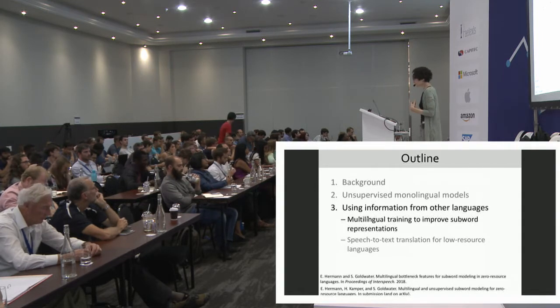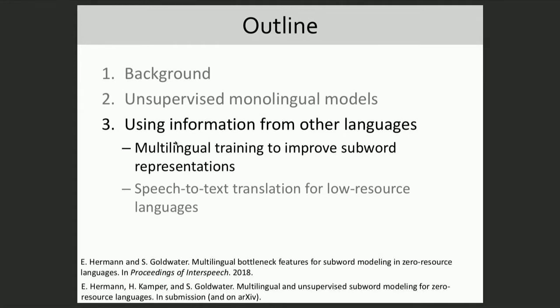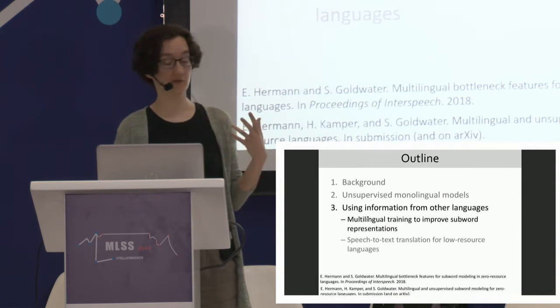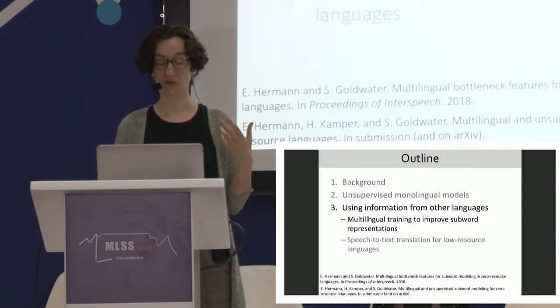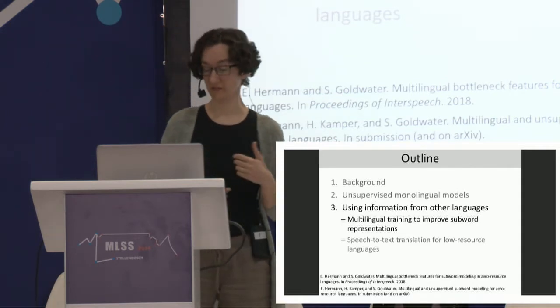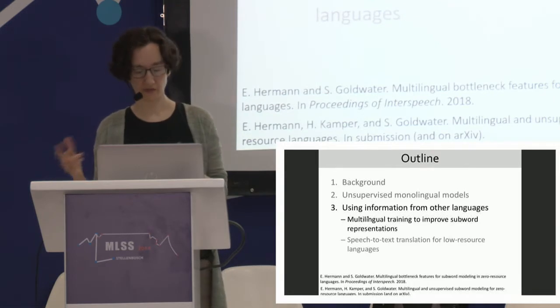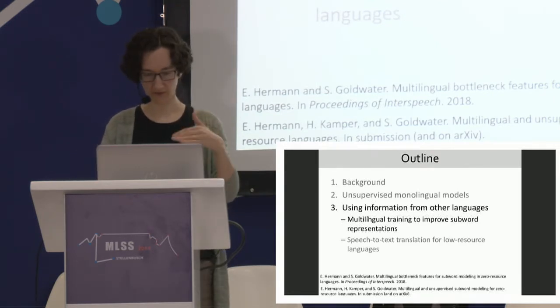So in this part of the talk, I'll go through two ways that we're starting to look at multilingual data. The first one is multilingual training to try and improve those subword representations, the feature representations, even more. And then I'll get to a speech-to-text translation system. This part is a little bit more applied, and I'll also talk a little bit about some work that's followed on from my own that's not actually my own work.